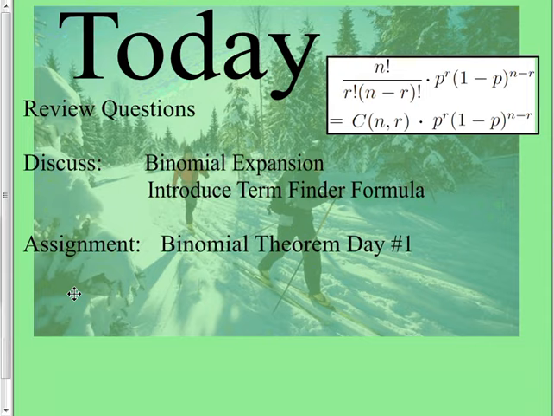Okay, today we are doing binomial theorem. We're going to use the binomial theorem to expand polynomials. Basically, when you have a problem like (x + y)², you know how to do that. You just make two of them and multiply it out, right? But what if it was to the fifth?